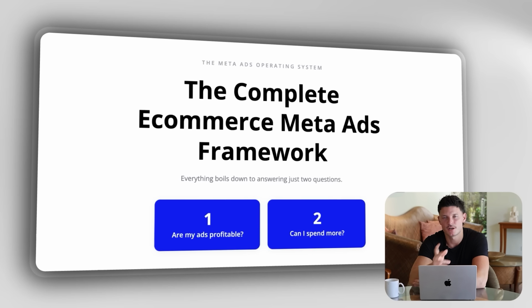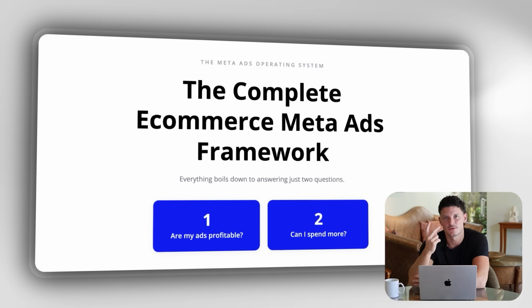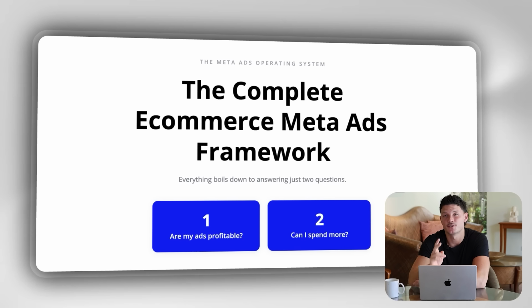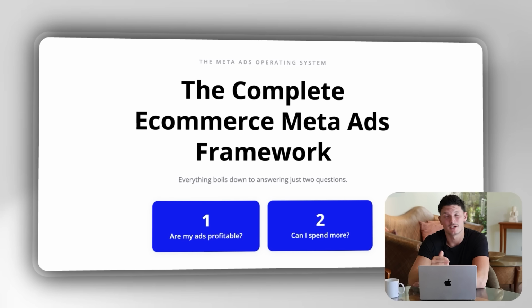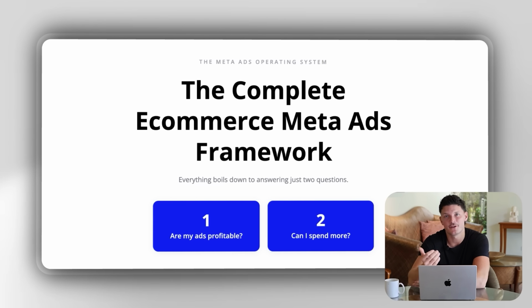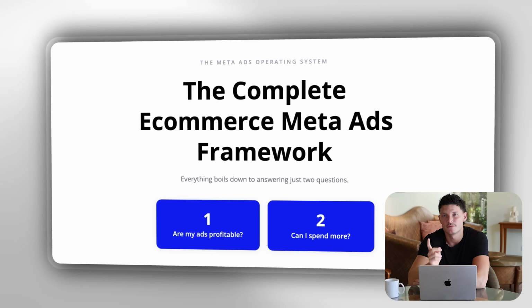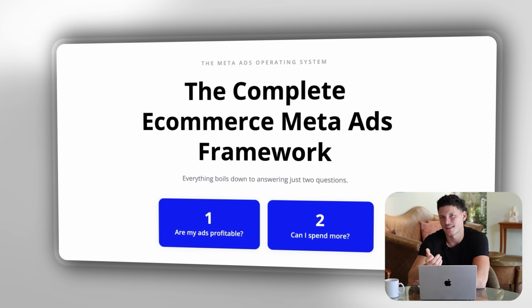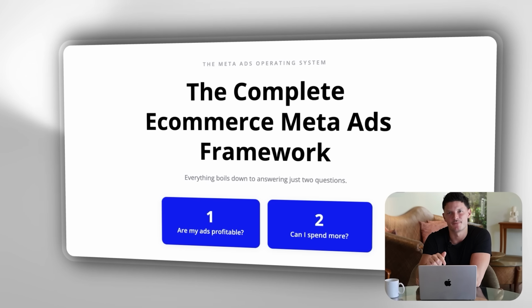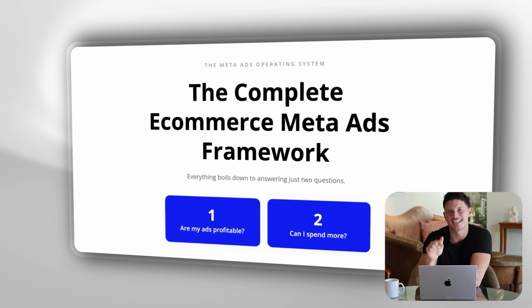So the only two questions you need to answer are: are my ads profitable, and can I spend more? If you can't answer those two questions with real numbers, you're guessing. And guessing with ad spend is how you go broke. If right now your answer to "are my ads profitable" is "I think so, I feel like they are", this question is binary. It's based on unit economics and data. It's either yes or no. Which one is it? And if you can't answer that, then you have a measurement problem.